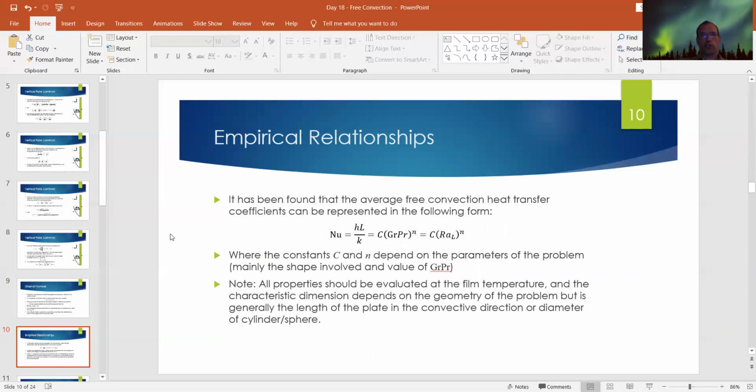Usually the empirical relationships look very similar in form to what we had for some of the forced convection cases. In those cases, I had some constant times Reynolds number to some power n. Here again, it's not the Reynolds number that's important, it's the Rayleigh number. So it's the same sort of form of the equation. My Nusselt number is some constant c, times the Rayleigh number to some power n, and those values of c and n are going to depend on the exact scenario: whether it's laminar, whether it's turbulent, what the value of the Rayleigh number is, what the geometry is. So very similar to some of the cases we saw for the forced case.